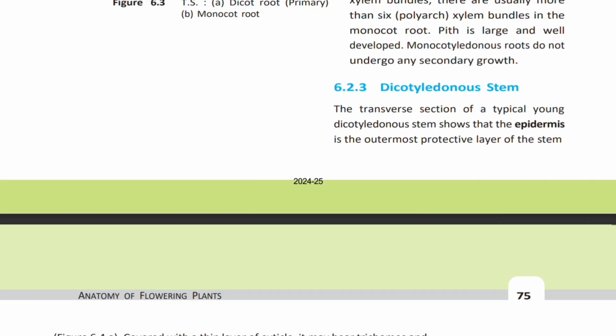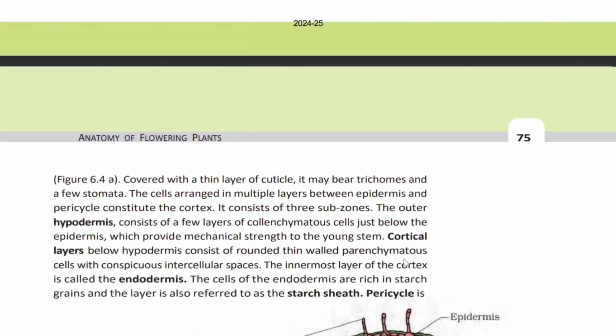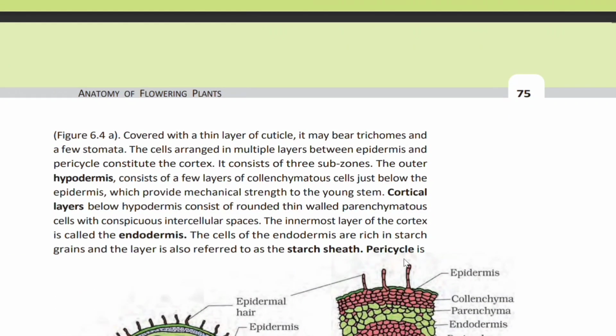6.2.3 Dicotyledonous stem. The transverse section of a typical young dicotyledonous stem shows that the epidermis is the outermost protective layer of the stem. Covered with a thin layer of cuticle, it may bear trichomes and a few stomata. The cells arranged in multiple layers between epidermis and pericycle constitute the cortex. It consists of 3 subzones.